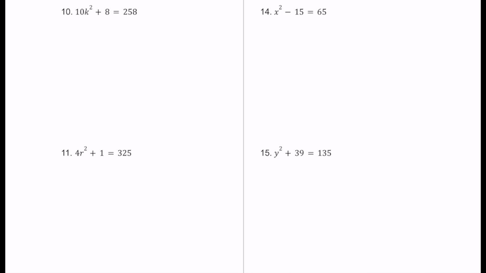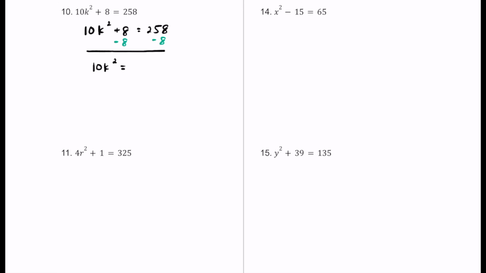For number 10, we have 10k squared plus 8 is equal to 258. So we want to isolate this k squared. The first thing we're going to do is take away 8 from both sides, subtract. When we do that, we're going to be left with 10k squared on the left side. Those 8s will cancel out.